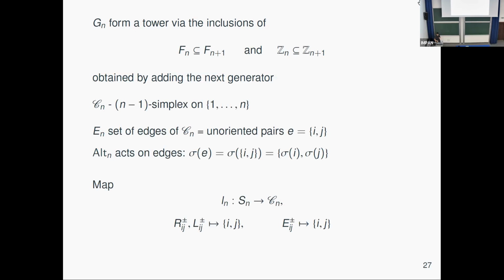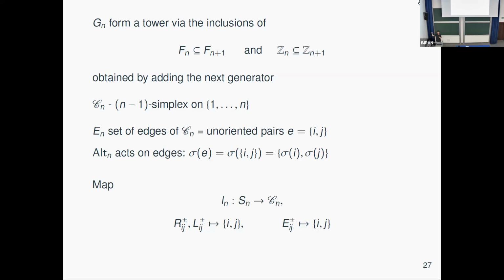And then what I want to do is look at a simplex. These generators are indexed by pairs of numbers from the set one through n. I'll use a simplex to visualize what's happening here. I span a simplex on one through n, and the edges are given by pairs of points. And to a given edge, I will assign all the generators that have those two indices, okay?